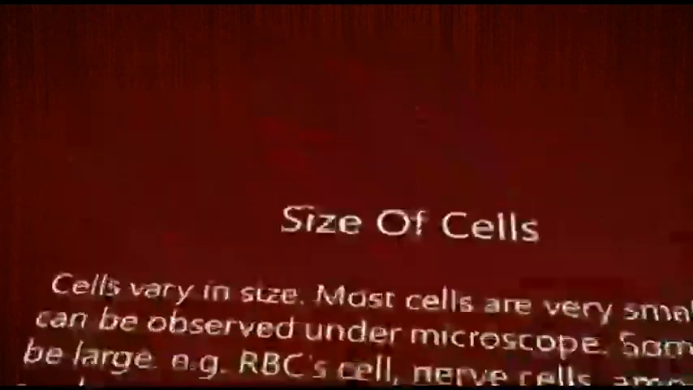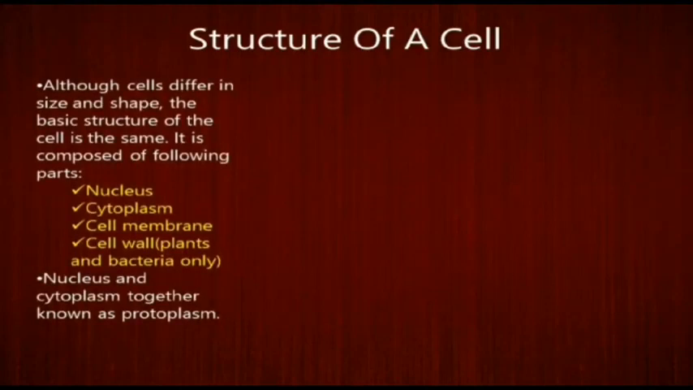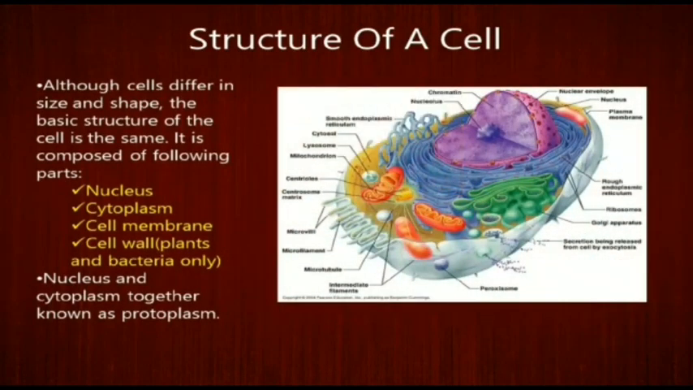Moving on to the next slide, you can see that the structure of a cell diagram is given. I know you are thinking that the cell and its structure is very complicated, but once you go into the depth, you will know that it is really easy. So let's move on. Although cells differ in size and shape, the basic structure of the cell is the same. It is composed of the following parts: the nucleus, the cytoplasm, the cell membrane, the cell wall. Plants and bacteria only have cell walls, and the nucleus and the cytoplasm together are known as protoplasm. Now let's go into the details.